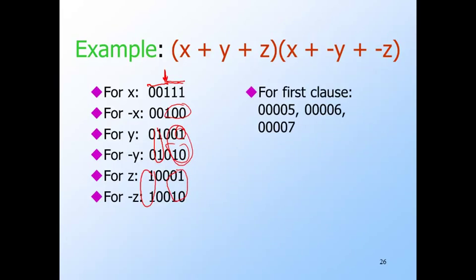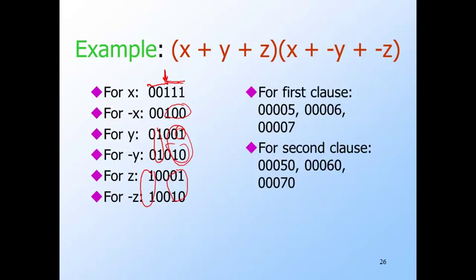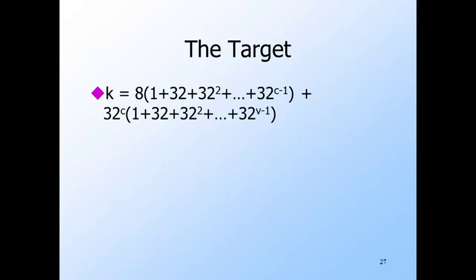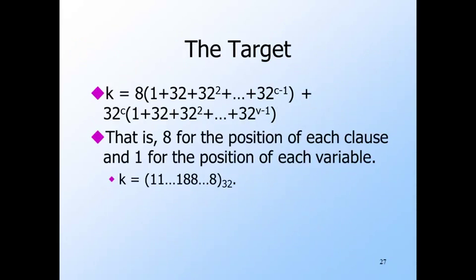Now let's look at the integers for the clauses. For clause 1, we have integers with 5, 6, and 7 in the low order position. And for clause 2, we have the same digits in the second lowest position. We'll pick the target as shown. Note that k in base 32 is V 1s followed by C 8s. Thus it is easy to write down in time proportional to the length of the input to the transducer.